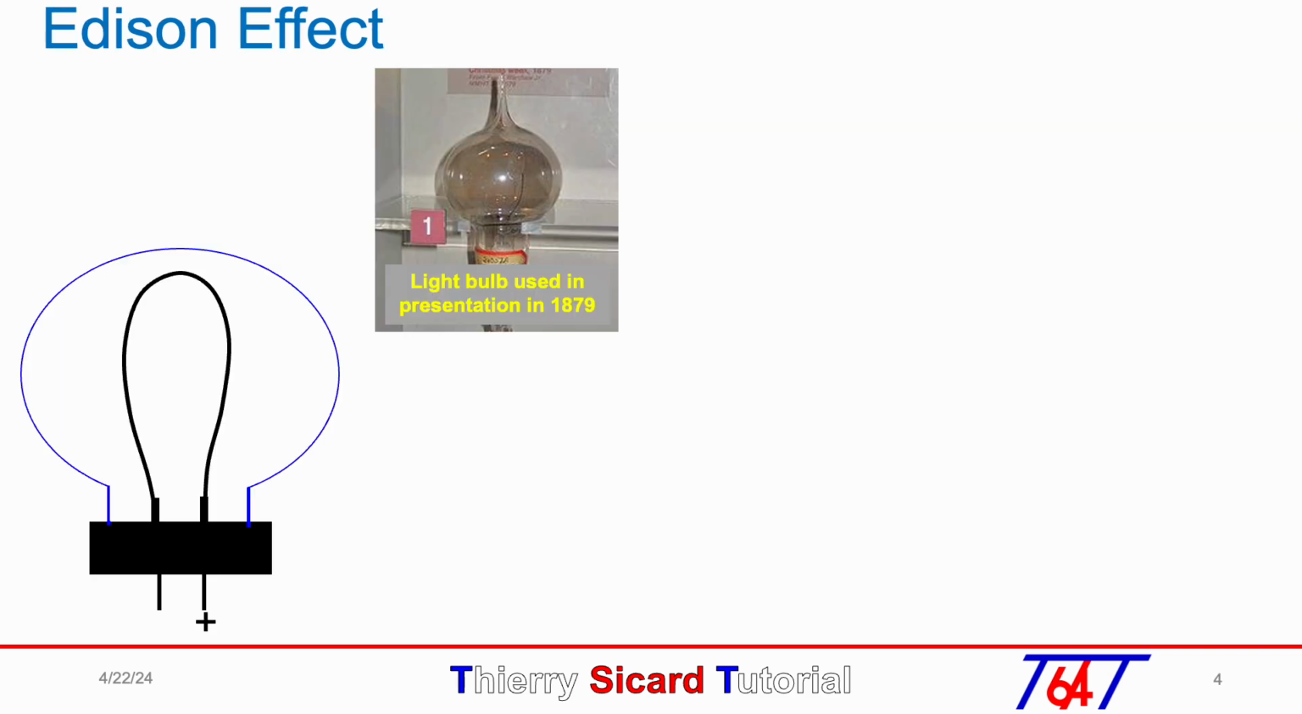Edison is really famous for the incandescent light bulb he presented in 1879. But in fact, Edison is not the inventor. The incandescent light bulb was invented by Joseph Swan around 1860, but it was not really usable because it was able to work for only 40 hours.